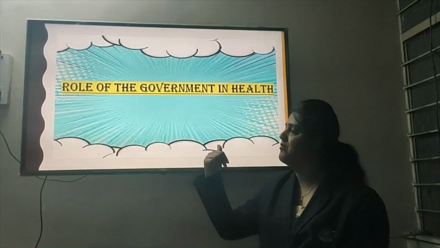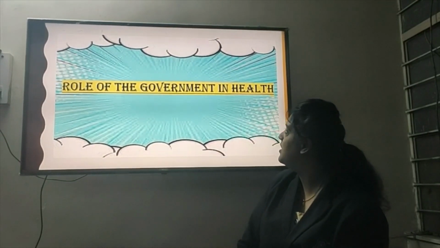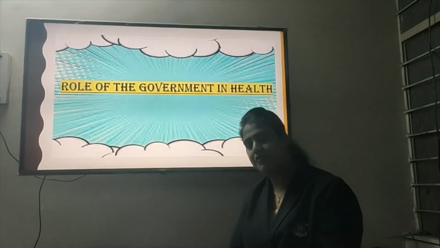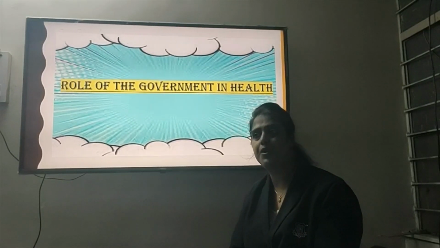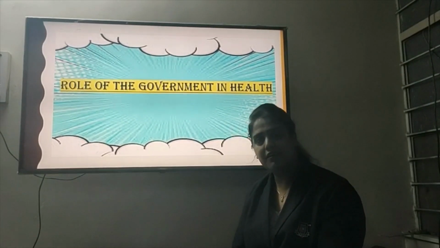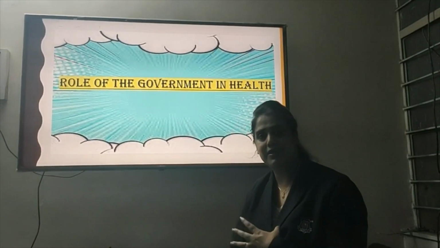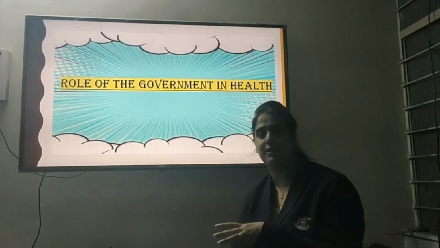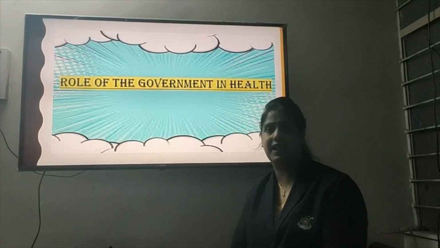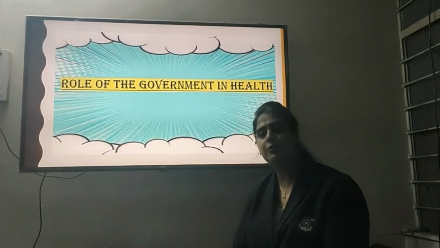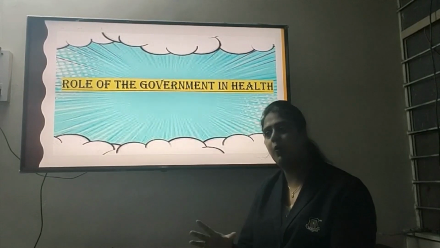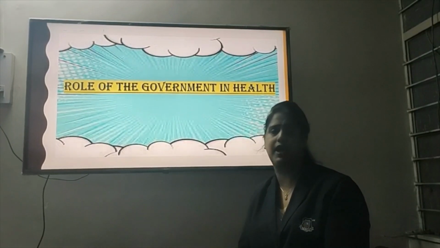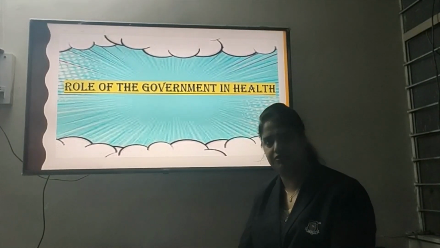You can see the chapter's name, Role of Government in Health. We all know, as individuals, how important health is to us. We are aware of the importance of being in good mental and physical health, correct? Now, how does the government play a major role in it, and how is the government going to benefit because of our good health?